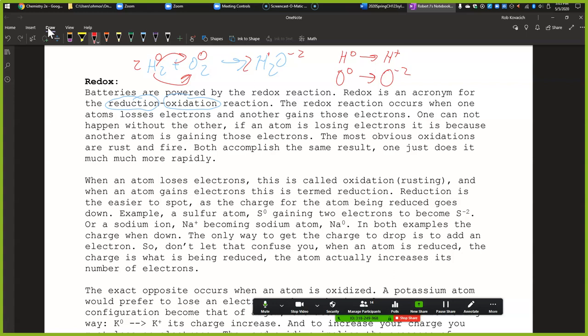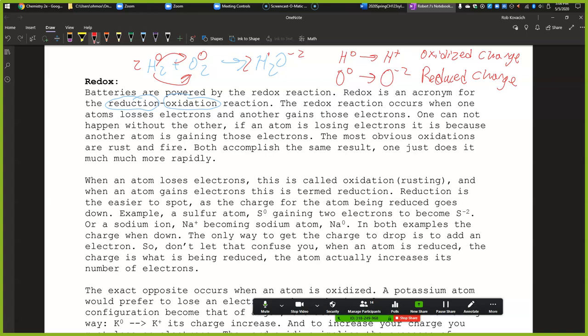So when we say reduce, we're not talking about reducing the number of electrons. We're talking about what? This charge was reduced. It was zero and it dropped to negative two, where this charge went up. So this guy is oxidized. So when we're talking about batteries, we're talking about a substance that loses electrons and another substance that gains electrons. And that's what happens when the battery discharges.